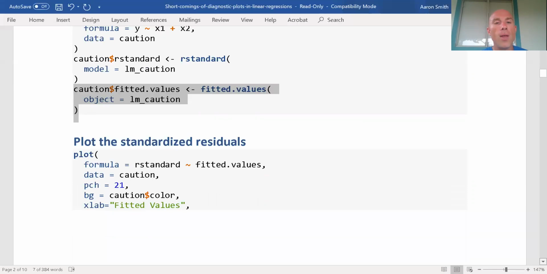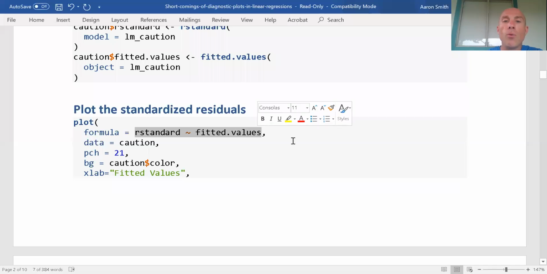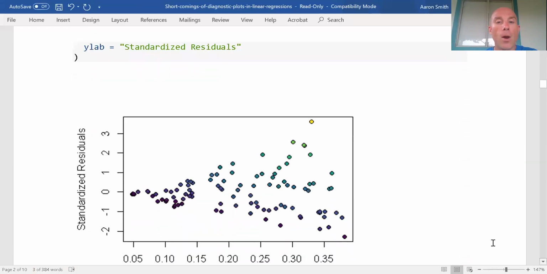All right, so now let's go ahead and plot the standardized residuals. Right out of the gate, I'm going to plot the residuals with respect to the fitted values. Remember, when I look at residuals, if I see a pattern, that's a problem. Here I see the residuals spreading out. I should not see a pattern when I look at this.